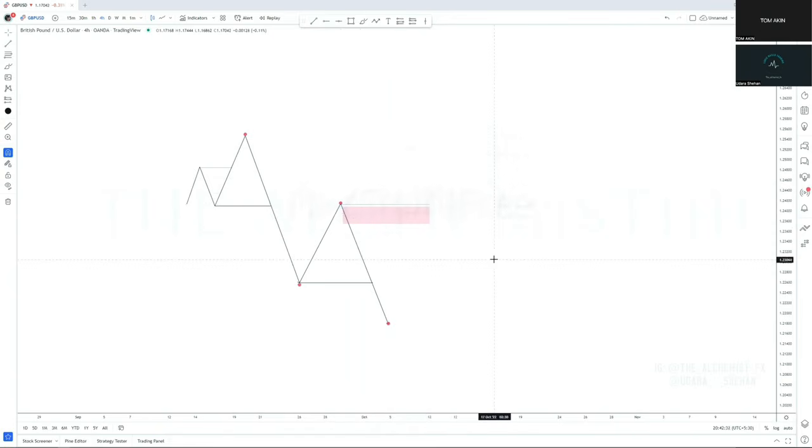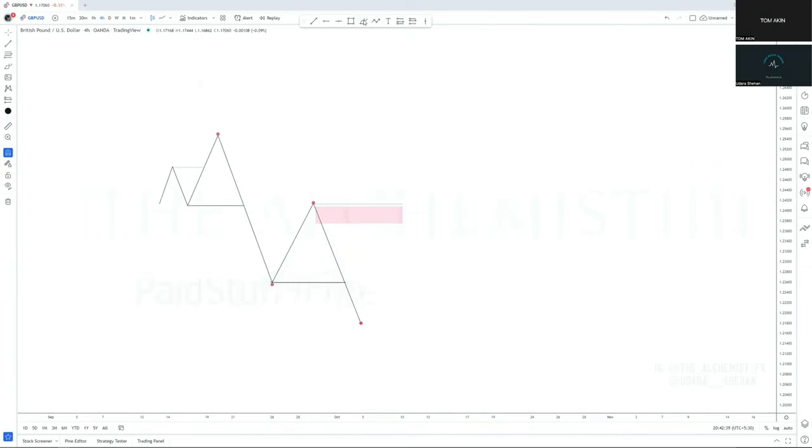Now, if you know ICT, ICT tells you that liquidity is something like a magnet. So let's say like this, this is a magnet, and then price is like a paperclip. What happens? It always draws towards the magnet. This is what we know. So we have to always know where the draw on liquidity is.